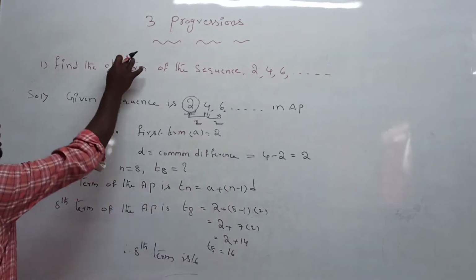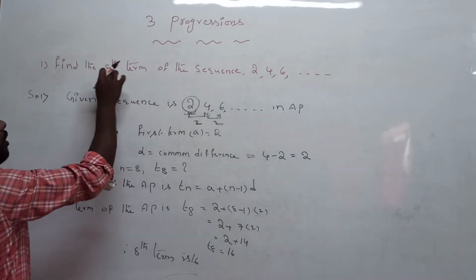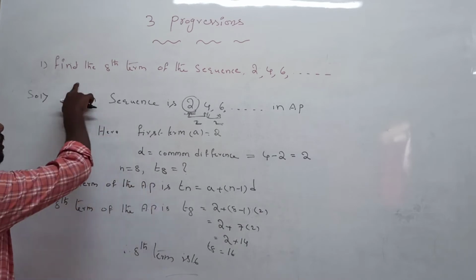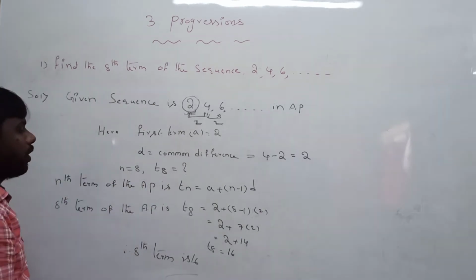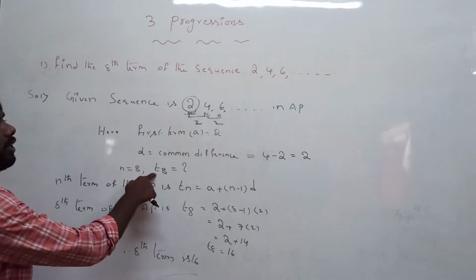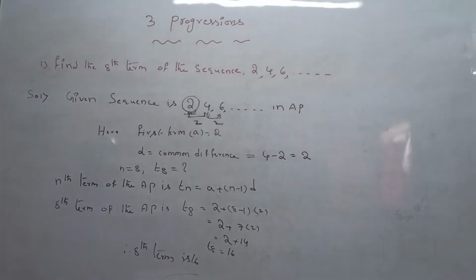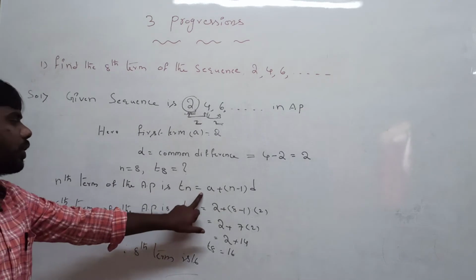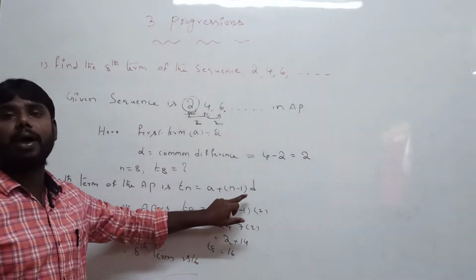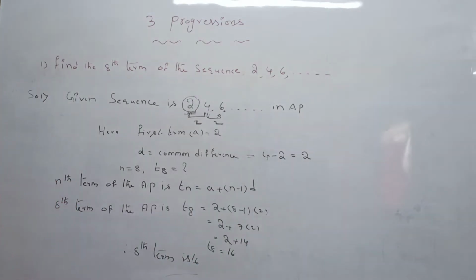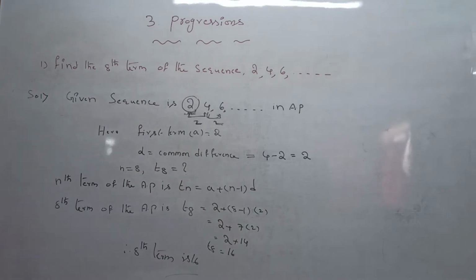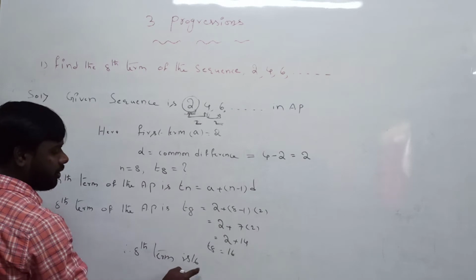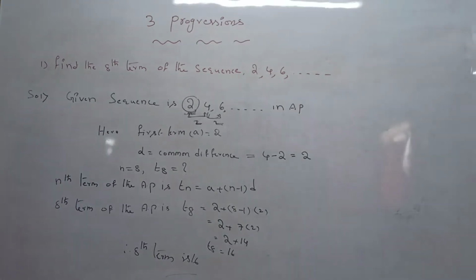Next, the 8th term is the nth term, so the n value is 8. They are asking us to find the 8th term. That's why we are applying the nth term of the arithmetic progression formula: Tn is equal to a plus n minus 1 into d. Now applying the a value, n value, and d value, we substitute all the elements. Finally, we get the 8th term is 16.